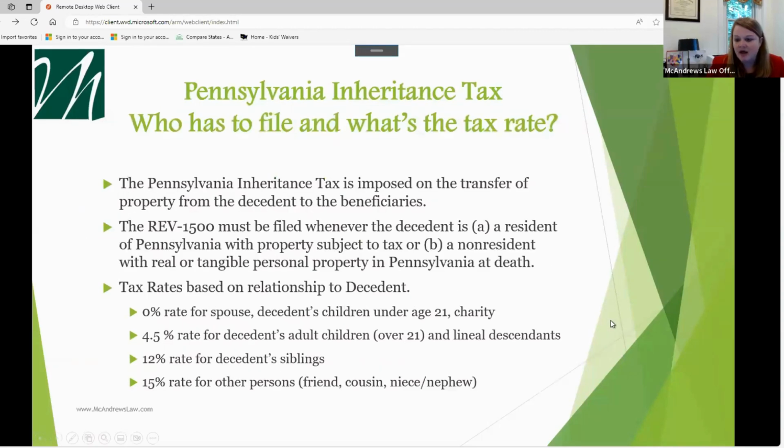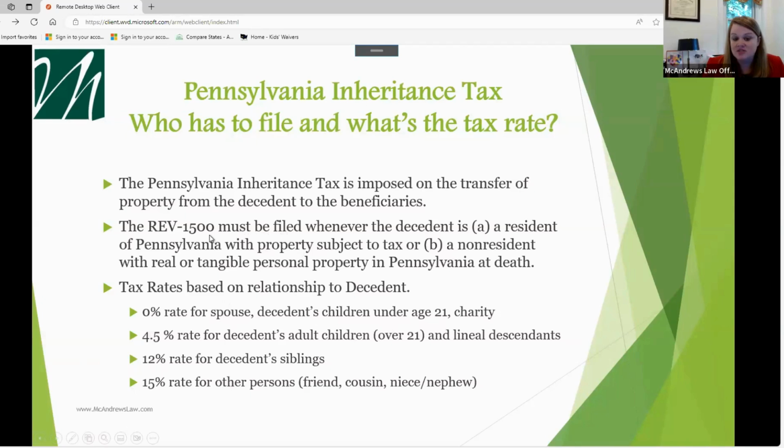So who has to file the Pennsylvania inheritance tax and what are these tax rates, since you told me that I can't get out of it unless I give everything away and then live for a year? The Pennsylvania inheritance tax is imposed on the transfer of property from the decedents to the beneficiaries. So the tax is basically generated because you're giving your assets to whomever you've chosen, or whoever your heirs are, at your death.